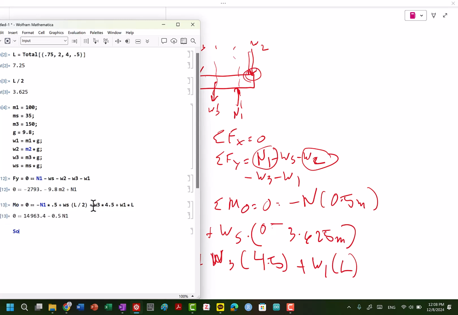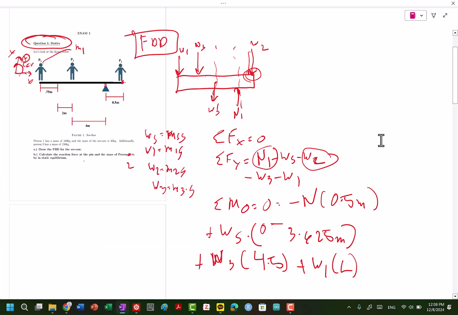And now we're going to solve Fy and M naught, solve those two equations simultaneously. And those are our forces in newtons. Be sure to indicate that. Or actually, excuse me, N1 is in newtons. The mass of person 2 will be this. There we go. We got it. So that's pretty much all we have for this problem.